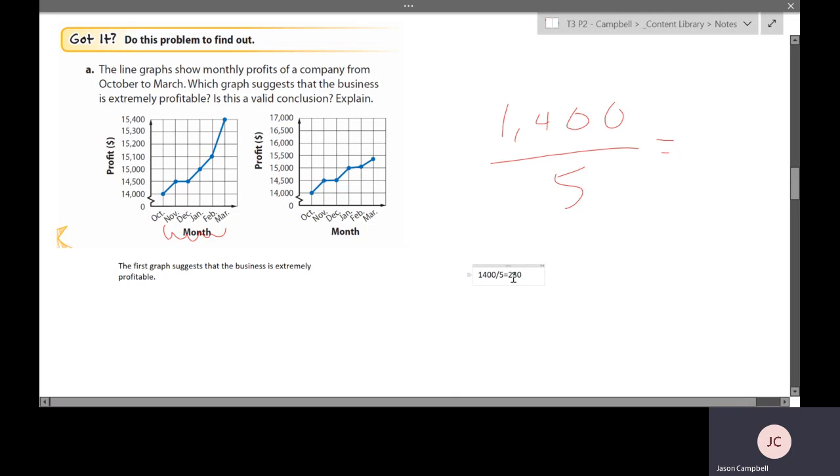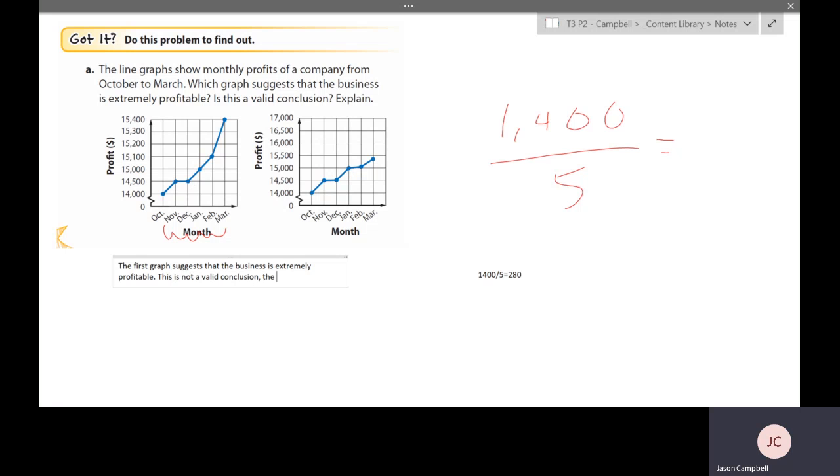That's only an increase of $280 per month. When we have a profit of $14,000, that is not as significant as this graph makes it look. So I would say that this is not a valid conclusion. The business is only increasing profits by $280 per month.